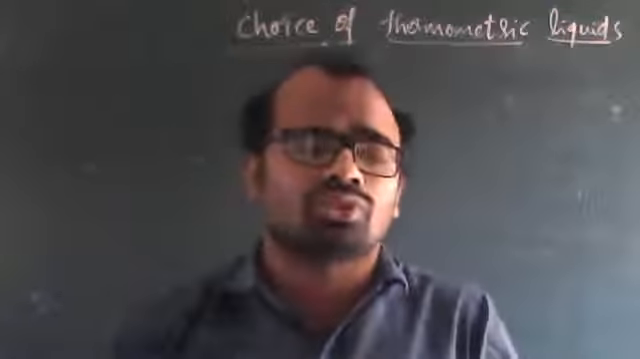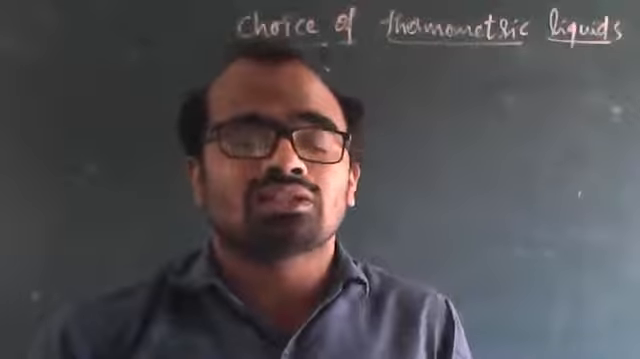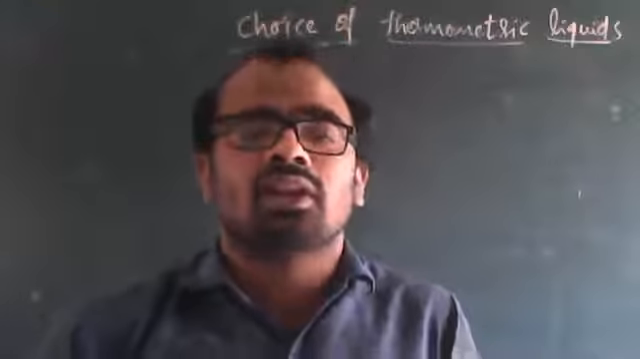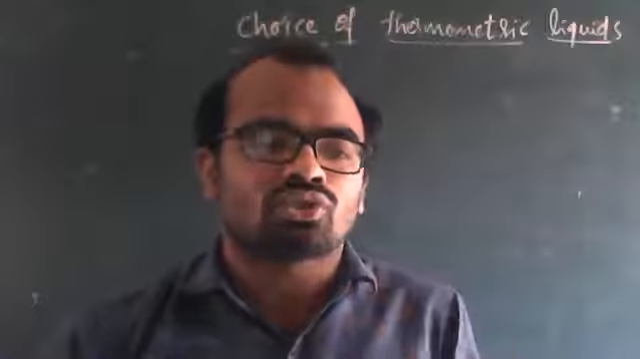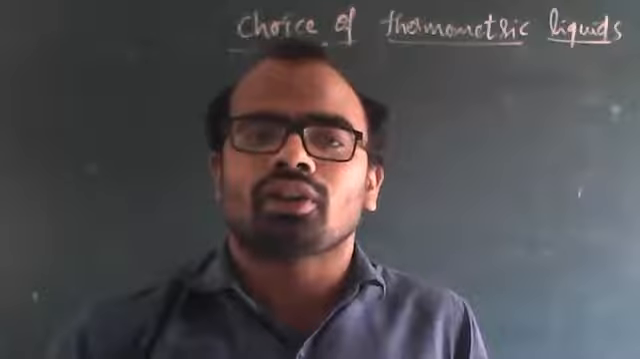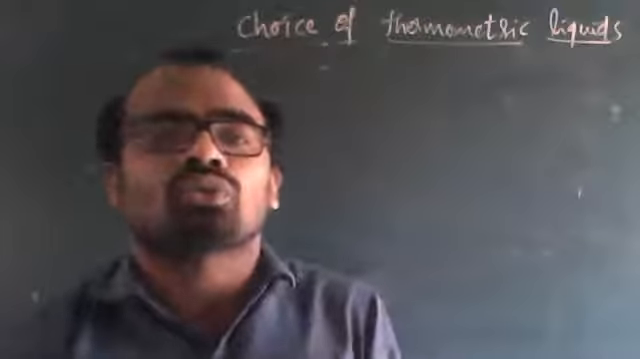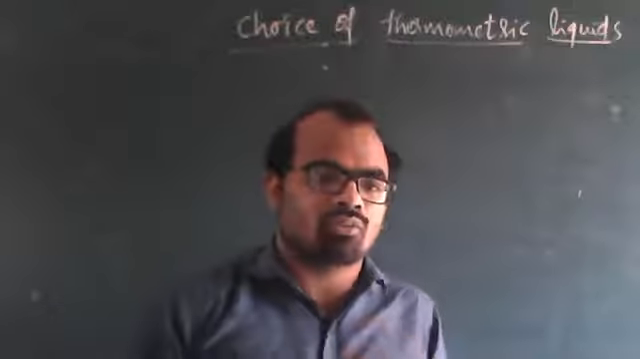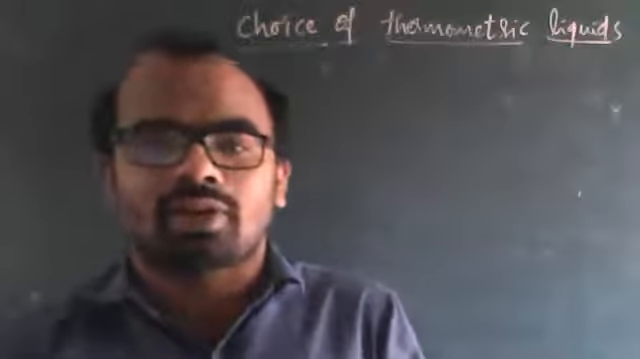So this you should remember. First, it should have low specific heat capacity. It should be a good conductor of heat. It should be opaque. It should have a high boiling point and low freezing point. It should have a uniform rate of expansion. These are the points, so let us see them one by one.